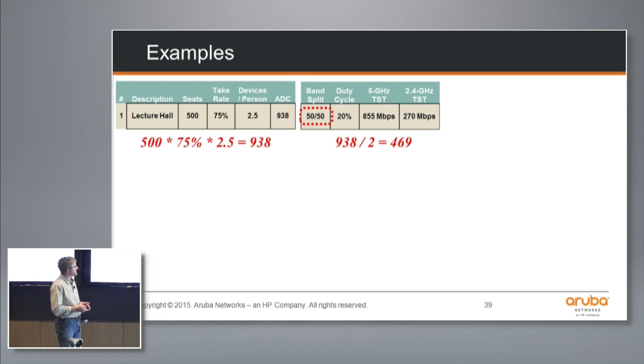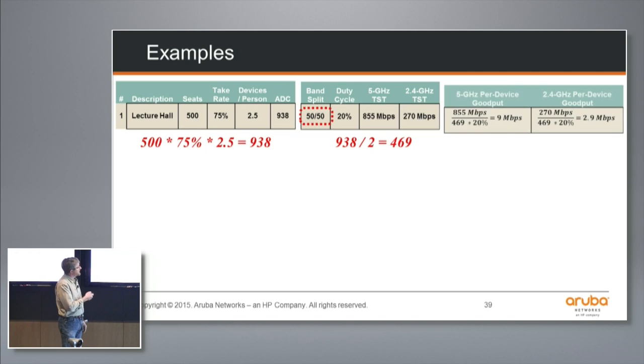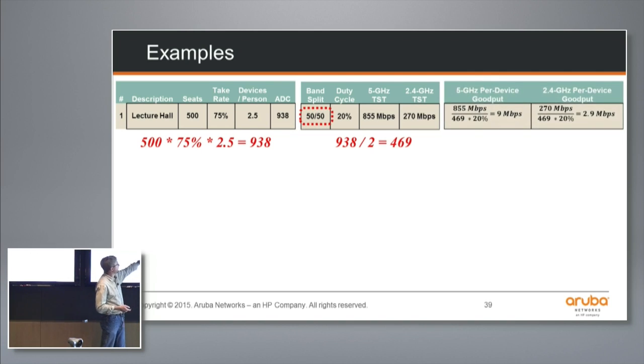Now I can pretty easily compute my per device numbers. These are the TSTs that we calculated in the last go. Then I take my 479 times my duty cycle, and I get these megabits per device. These are pretty large because it's a comparatively small facility.